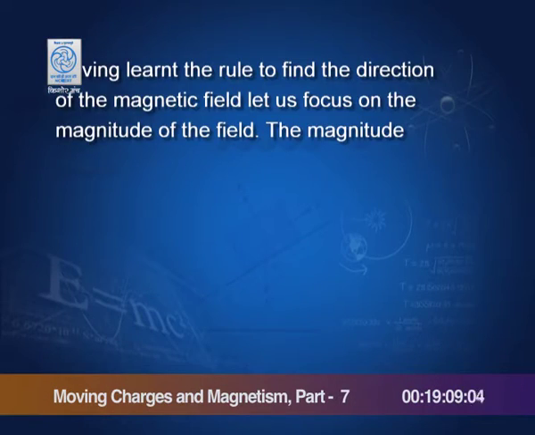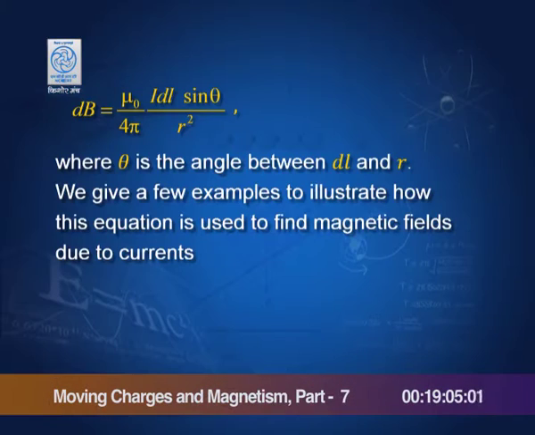Having learned the rule to find the direction of the magnetic field, let us focus on the magnitude of the field. dB is given by mu 0 by 4 pi, dl cross r cap, which can now be written as I dl sin theta by r squared, where theta of course is the angle between the current element and r. So, let us apply it so that the idea gets fixed.